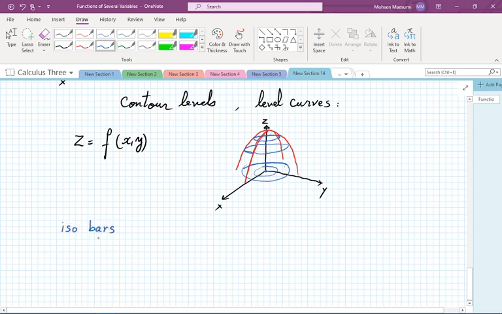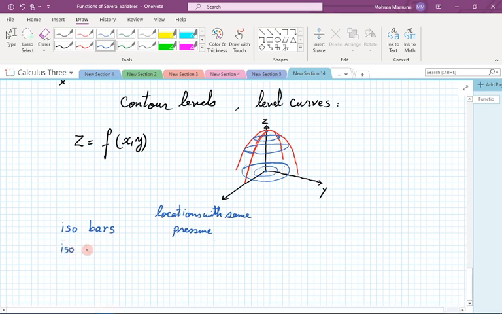Isobars means your pressure is the same. So these are locations with same pressure. So if on the map they draw a line and say this is an isobar, it means all along that line the pressure is the same number.